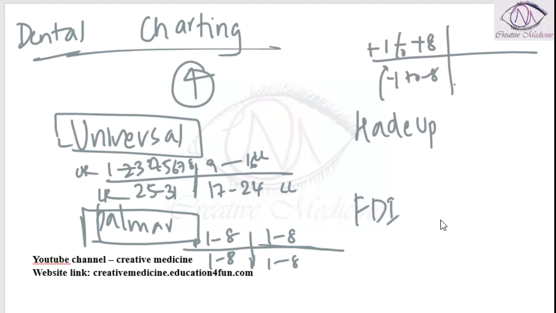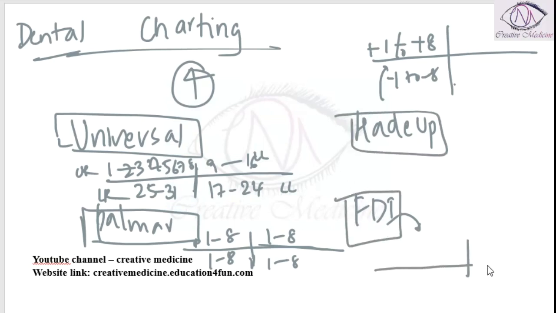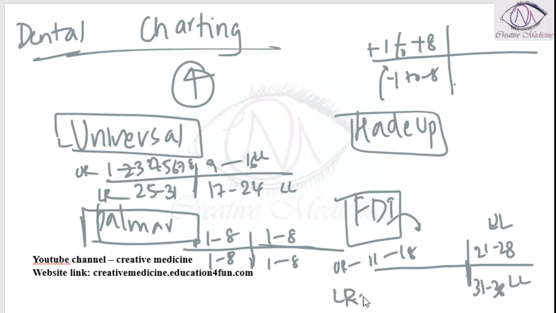Fourth, Federation Dentaire International System. In the Federation Dentaire International System, for permanent teeth, there are four quadrants. The upper right quadrant is given 11 to 18, the upper left quadrant is given numbering from 21 to 28, the lower left quadrant is given numbering from 31 to 38, and the lower right quadrant is given numbering from 41 to 48.